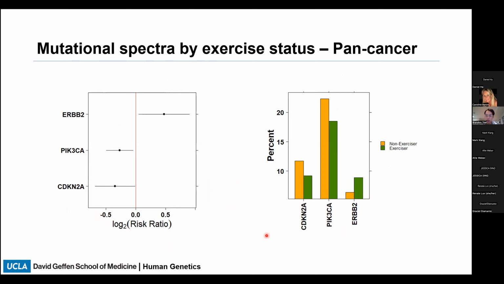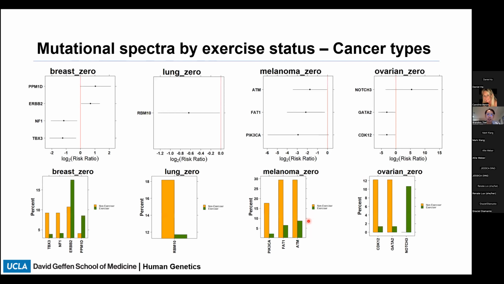And then on the right over here, this bar plot just shows the percentage of patients within each group that have mutations in each gene. So for CDKN2A, about 12% of non-exercisers had mutations, and about 9% of exercisers had mutations. All right, so that was for pan-cancer.